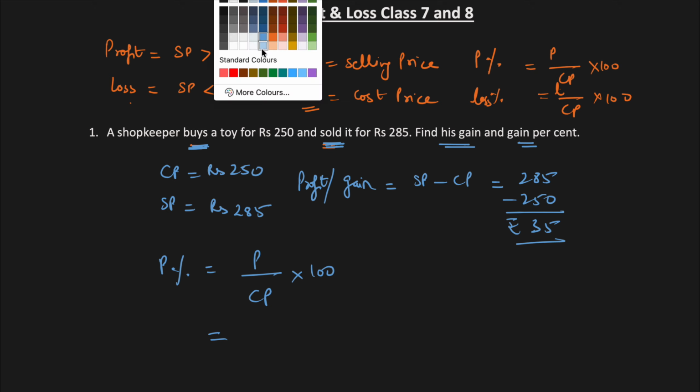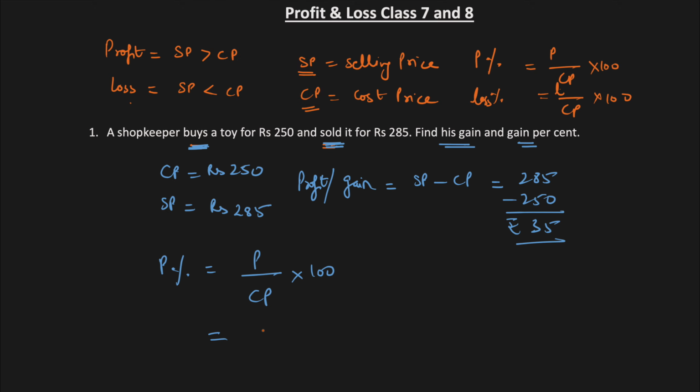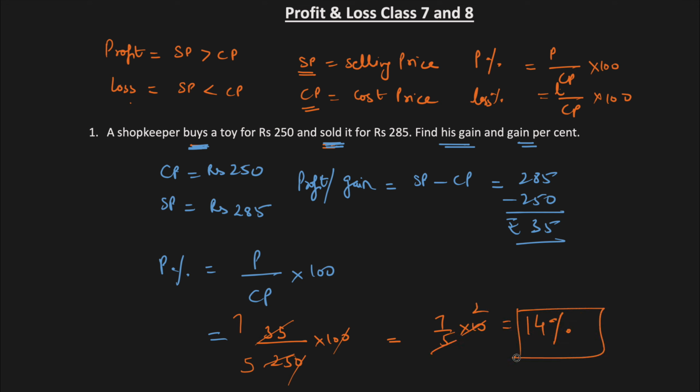So let's calculate that faster. What we will get over here, profit is 35, CP is 250 into 100. Calculate it, what you will get after cancellation. 0 0 here cancel, 5 7s are 35, 5 5s are 25, and 5 10s cancel, so 7 by 5 into 10 which is 2. So you have 14% as your answer. Profit percentage is 14%, profit is rupees 35. I hope it's clear.